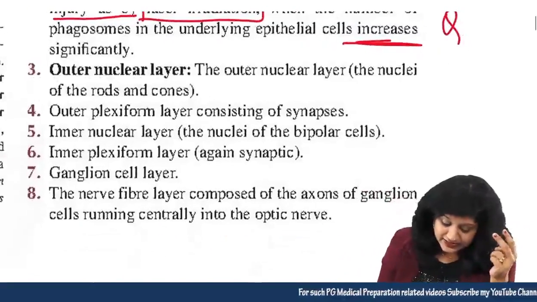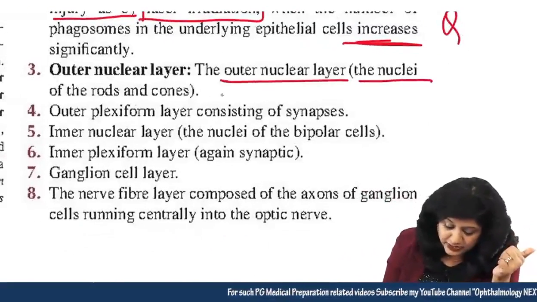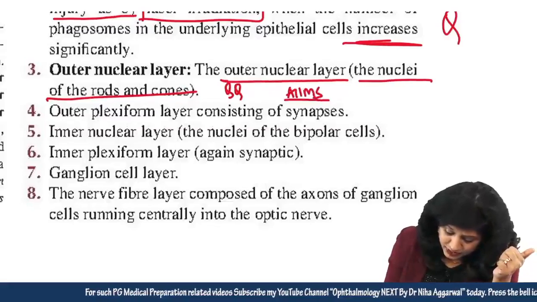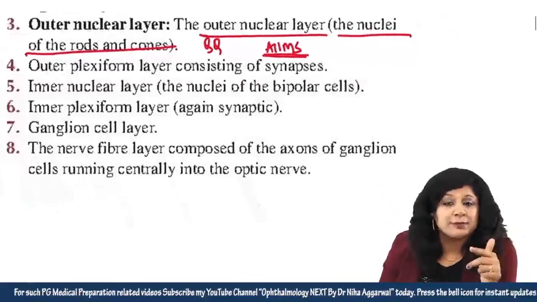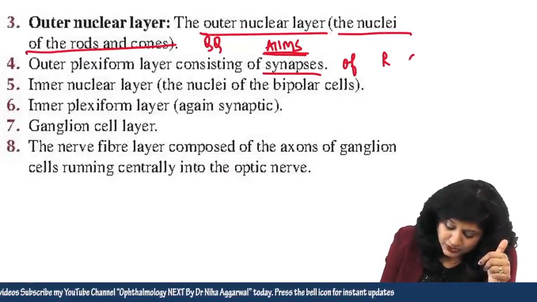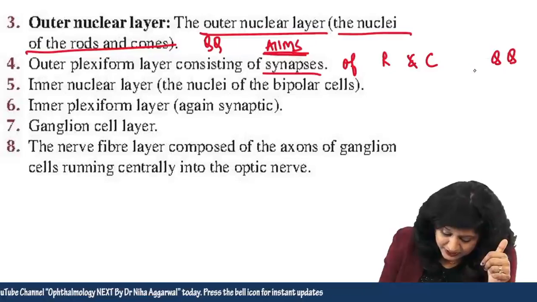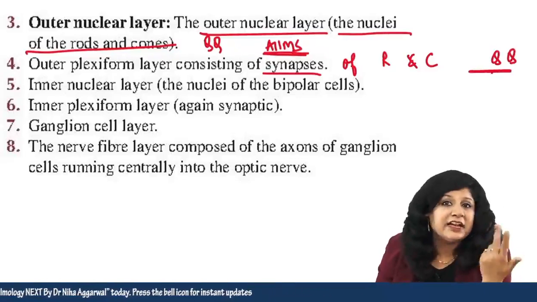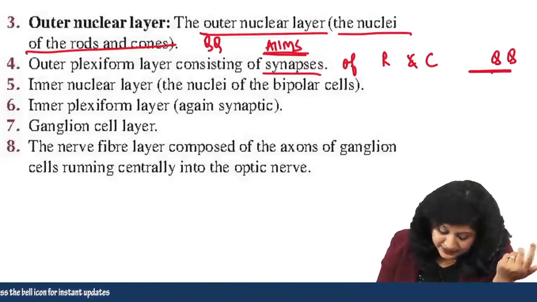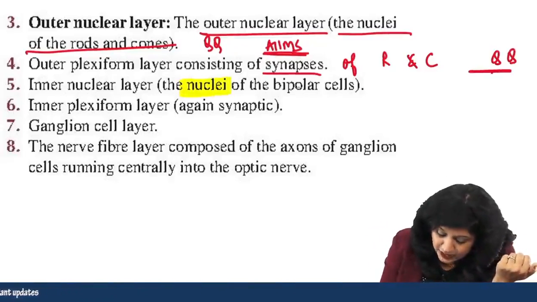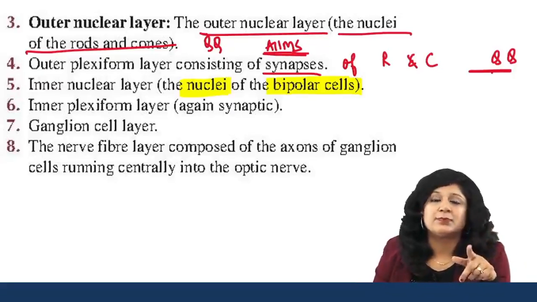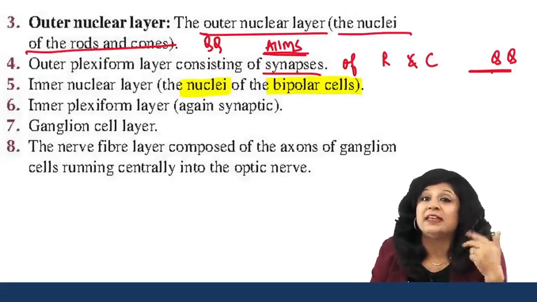Then the next is the outer nuclear layer, which contains the nuclei of rods and cones. I told you this is a direct AIIMS question. Then you have the outer plexiform layer, which contains the synapses of the rods and cones. So that can again be asked. Then you have the inner nuclear layer. Nuclear layer means again it contains the nuclei. Nuclei of which cells? Here they have used just the word bipolar cells, but actually it contains many other cells also.